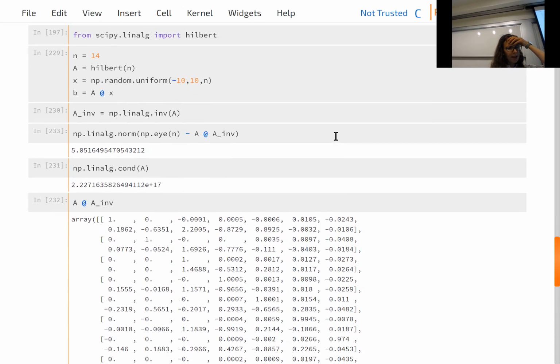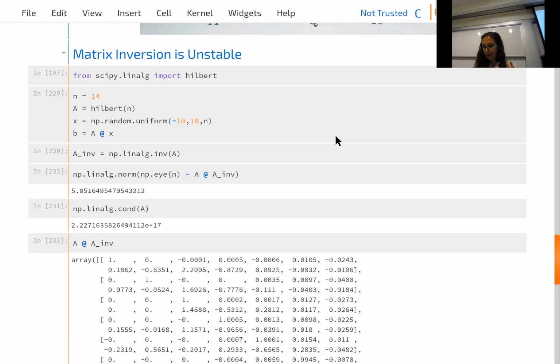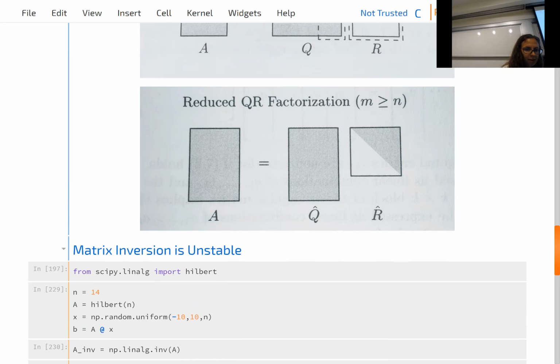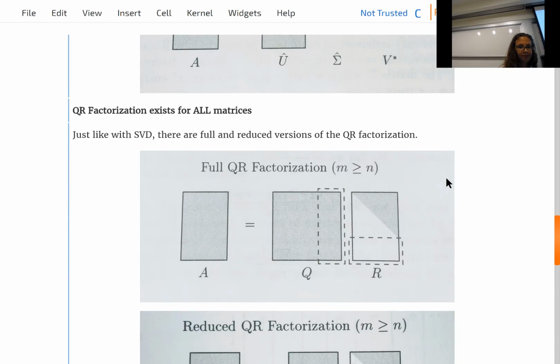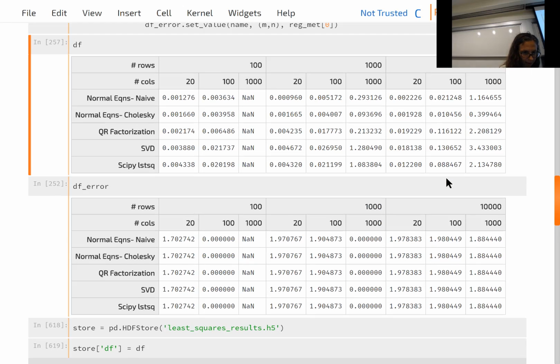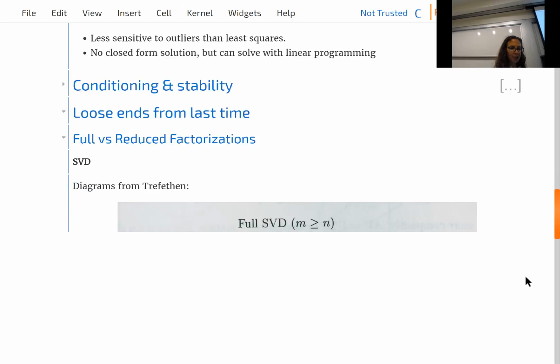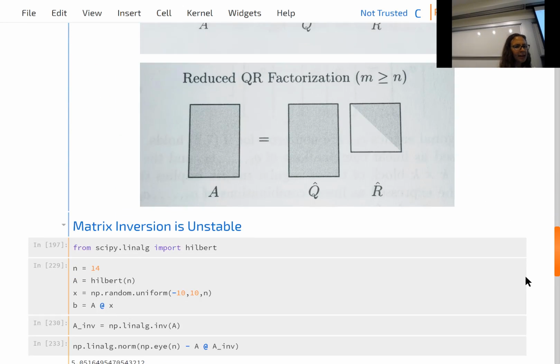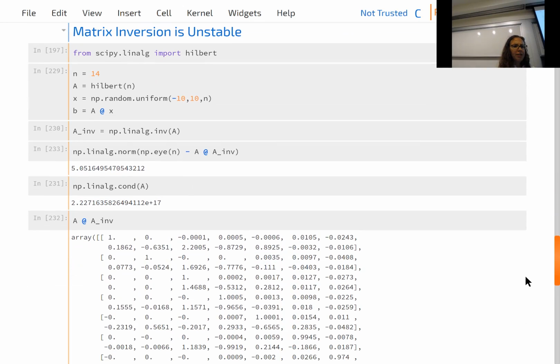Okay, so I wanted to address comparing these algorithms. If we just look at speed, Cholesky seems really good in a lot of cases. Taking the matrix inverse also seemed to be pretty fast, and I think it had the same error as everything else. Let me confirm. Yes, we were getting the same error as everything else. But in practice, you never want to do this, and I wanted to talk more about why that is. That's because matrix inversion is unstable.